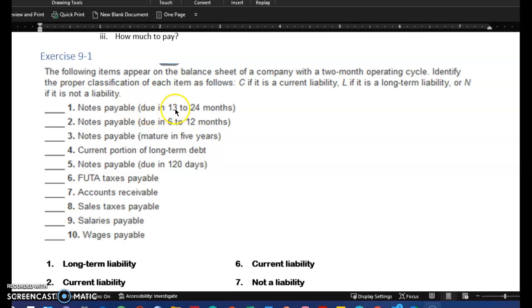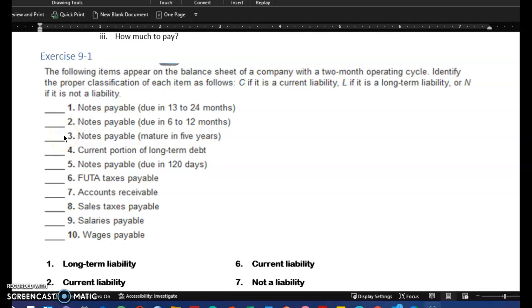In this case, it's due in 13 to 24 months, making it long term because it's over a year. The second example is due within 6 to 12 months, making it short term. So notes payable for 1 is long term. Notes payable for 2 is current. And just to make sure you got it, number 3 is 5 years from now, which is longer than 24 months. What is it? Long term.